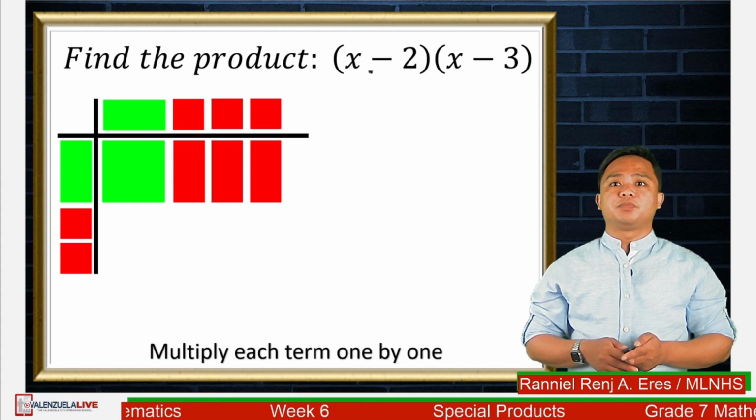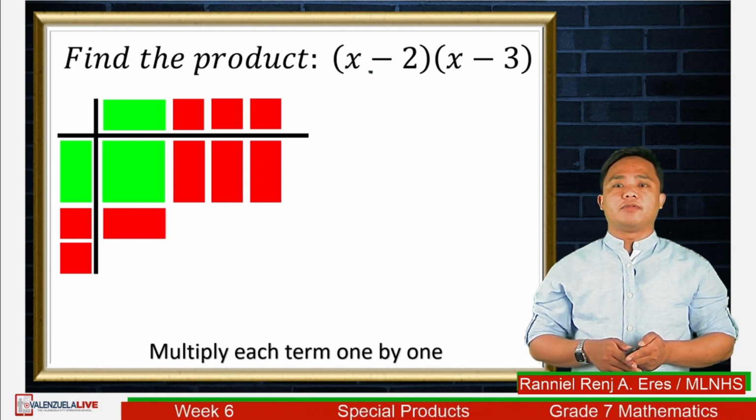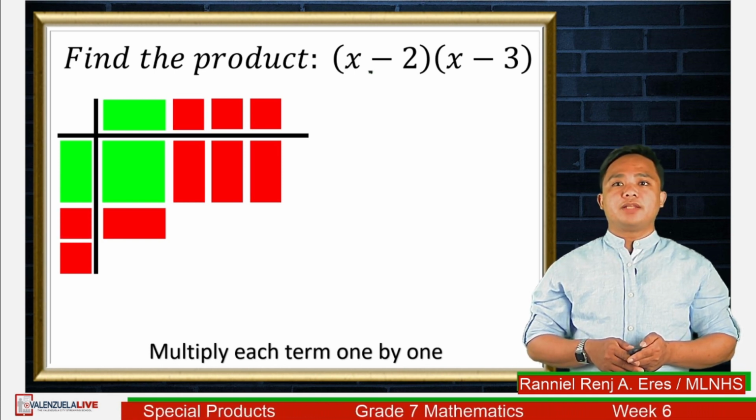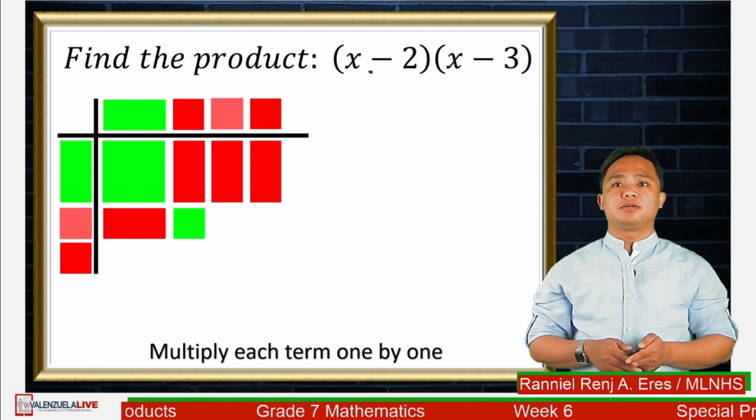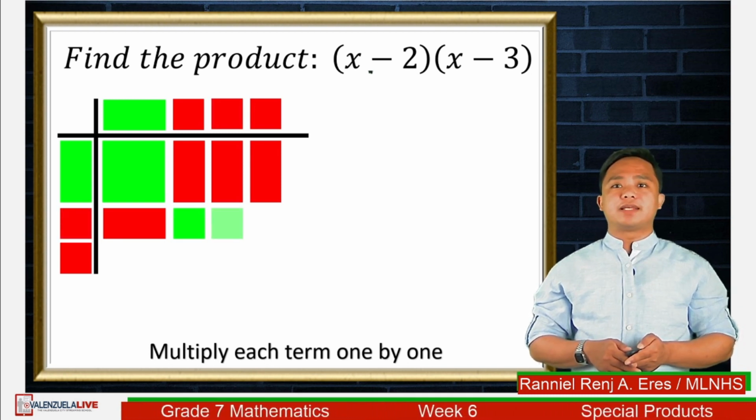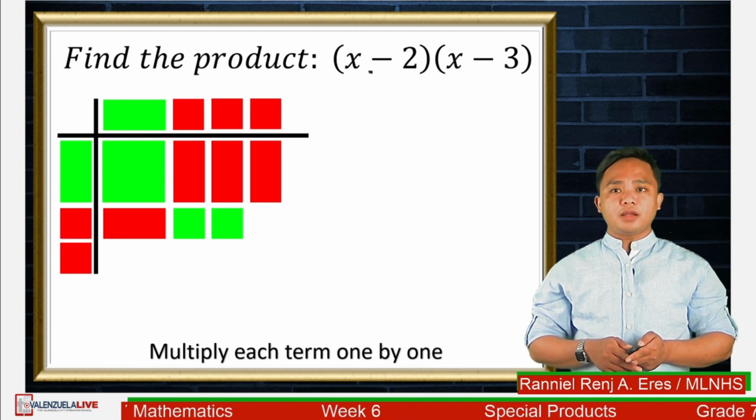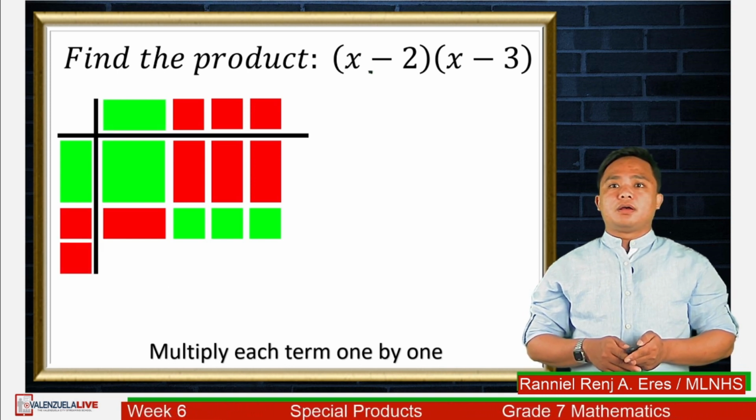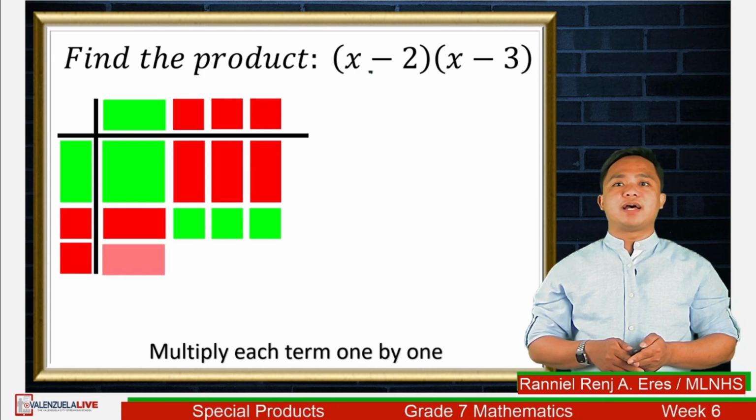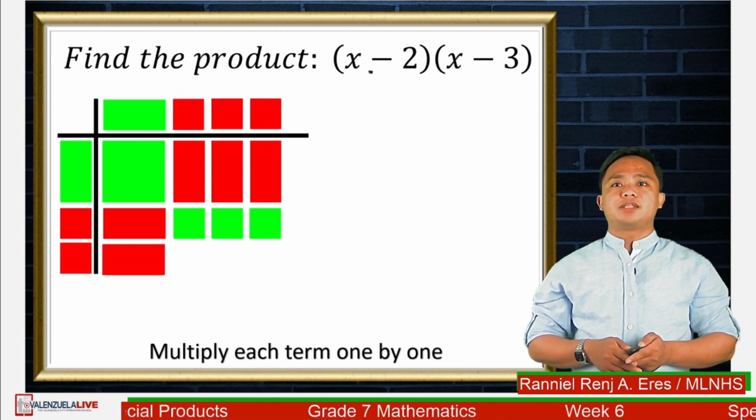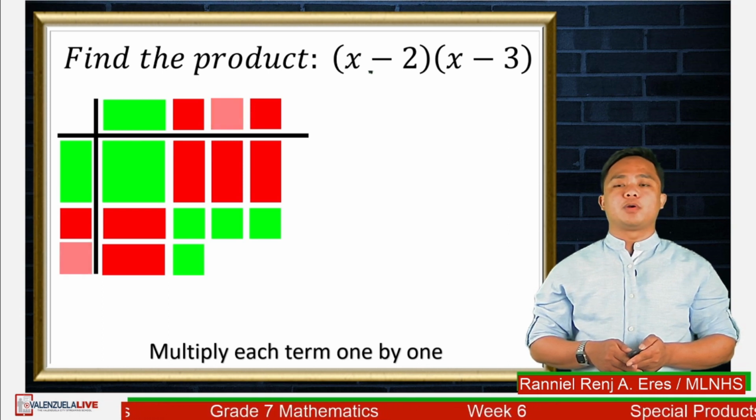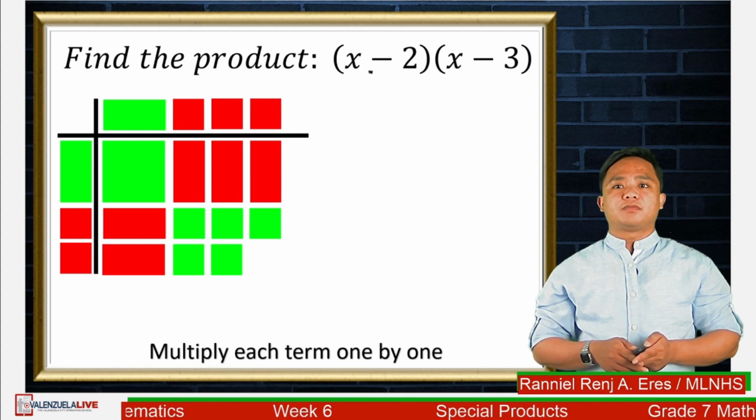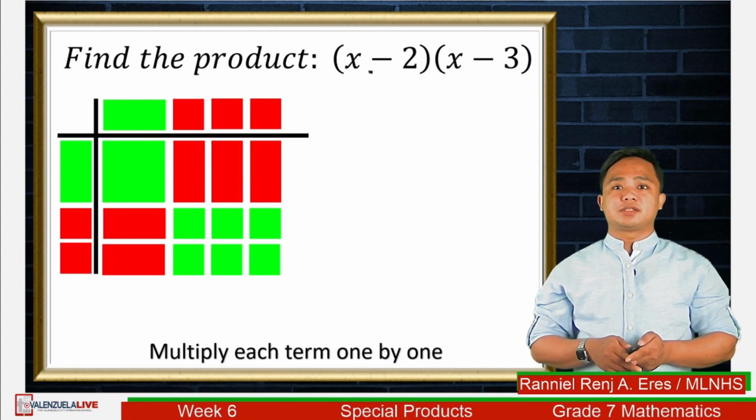Red square times green rectangle, the answer is a negative or red rectangle. Red square times red square, the answer is a green square, and the same for the other red square products. Next is red square times green rectangle, the answer is a red rectangle. Red square times red square, the answer is a green square, again for each of the remaining red square products.